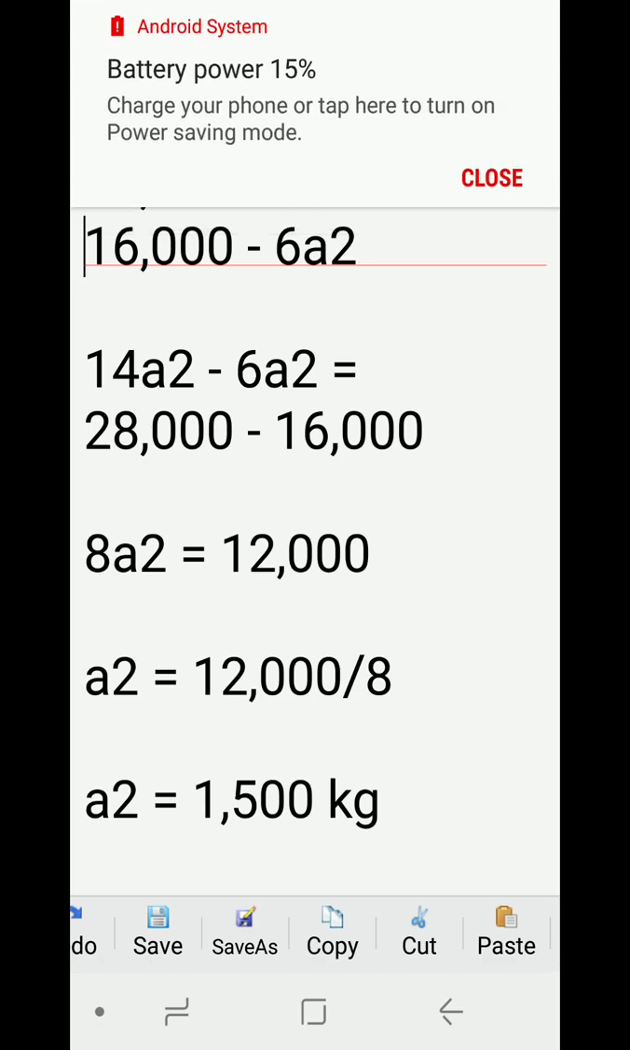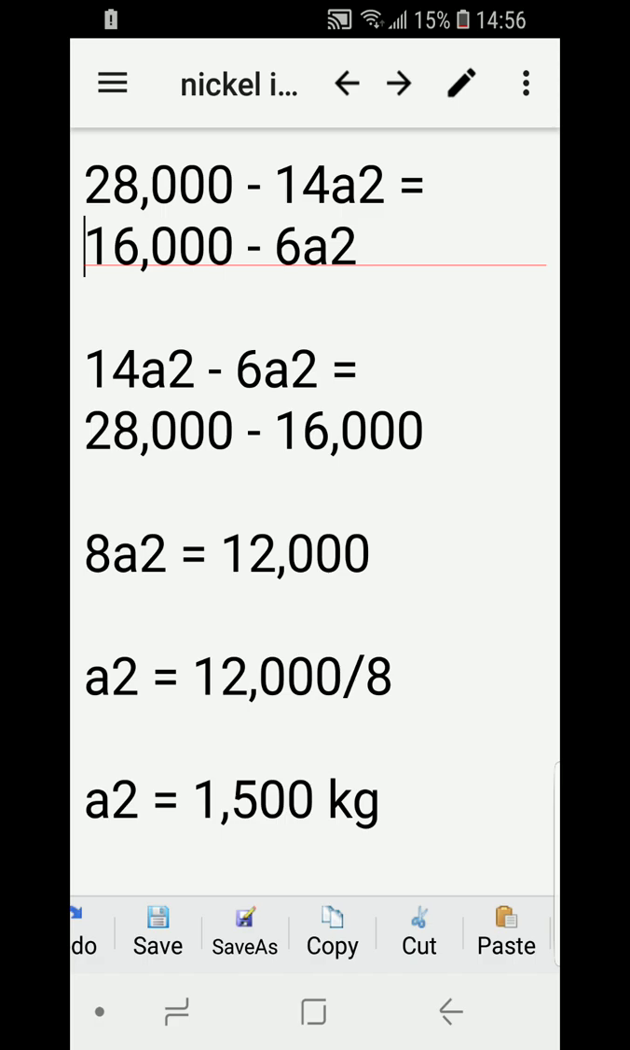We've got 8A2. Oh, we've got a battery 15% notification. Need to recharge my phone soon. Anyway, gotta hurry up a little bit.